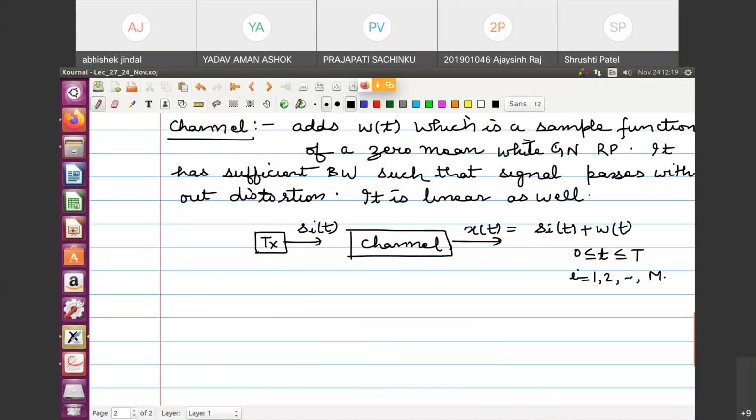Okay, it means this S_i(t) exists from 0 to capital T, and this happens for all i. It means whatever i you transmit, this will have this sort of a reception at the receiver. Okay, so with this framework, let us move ahead and study the system.